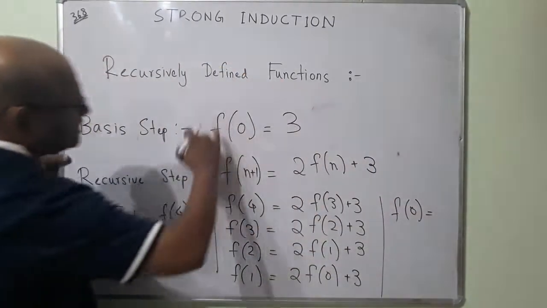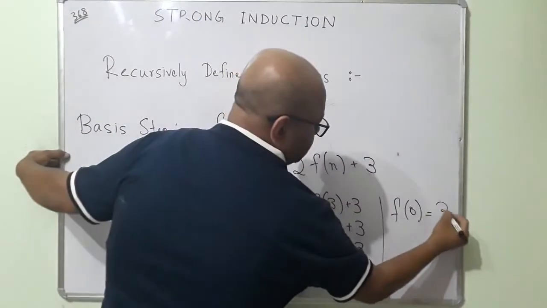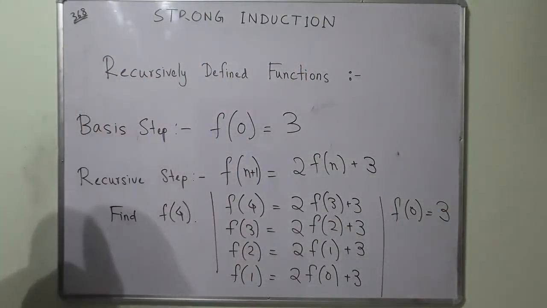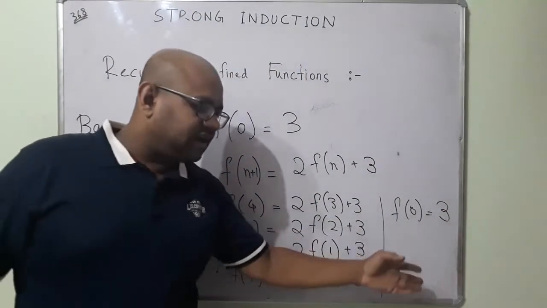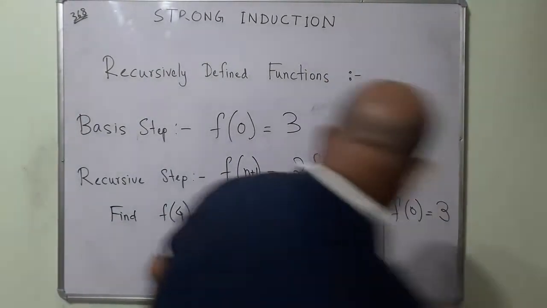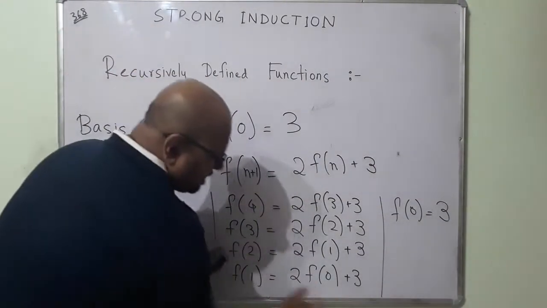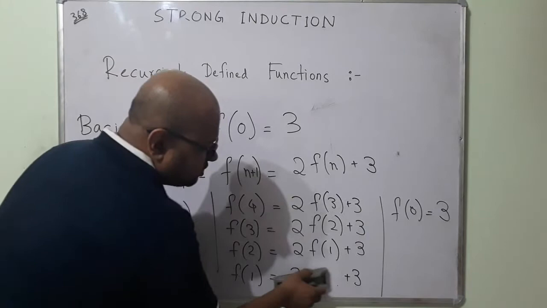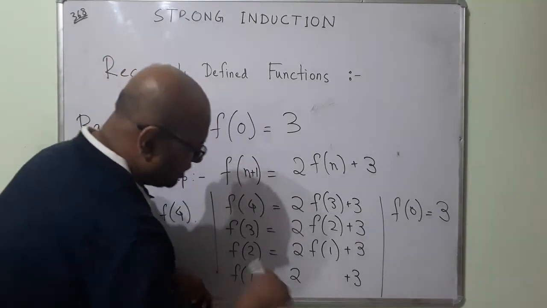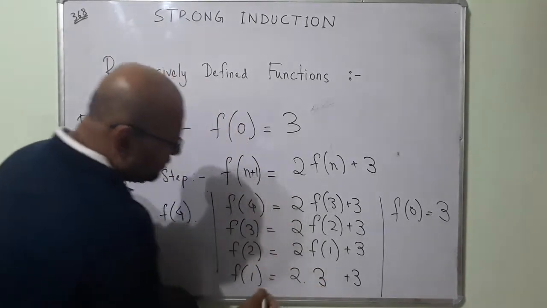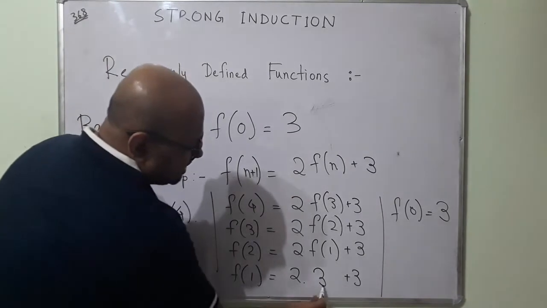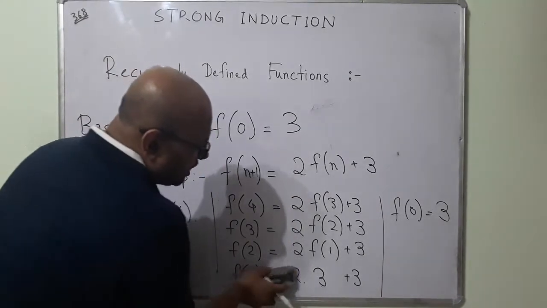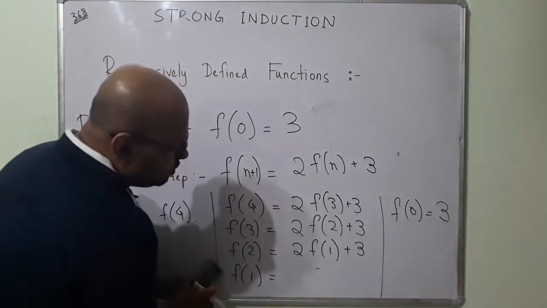f of 0 is 3. Okay. Now we have done finding this. We will go back and substitute. We will substitute f of 0 first. What is f of 0? f of 0 is equal to 3. So f of 1 evaluates to 2 into 3 plus 3. This is 6 plus 3 equal to 9. So f of 1 is equal to 9.